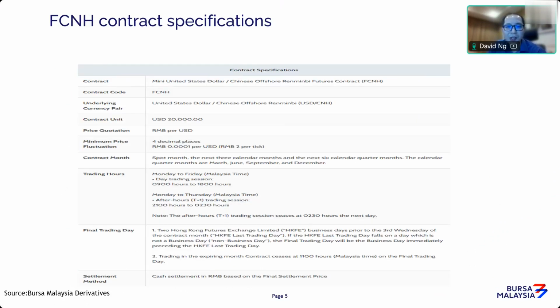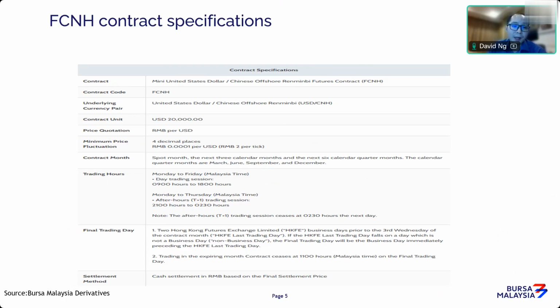Now, the mini USD CNH is the Chinese currency futures contract. Again, this is a very small contract. The contract unit is 20,000 US dollars. The price is quoted in CNY against the US dollar, to 4 decimal places, with each tick value at 2 RMB per tick. So every tick movement, you're looking at 2 RMB, on a very small contract. Trading hours are, again, a day trading session and also a night trading session. So it gives you an opportunity to reflect your view when markets are volatile, especially during US hours. You have a market that's still giving you the opportunity to enter and exit.